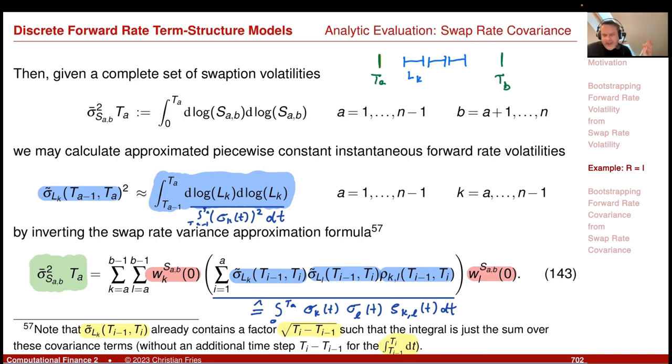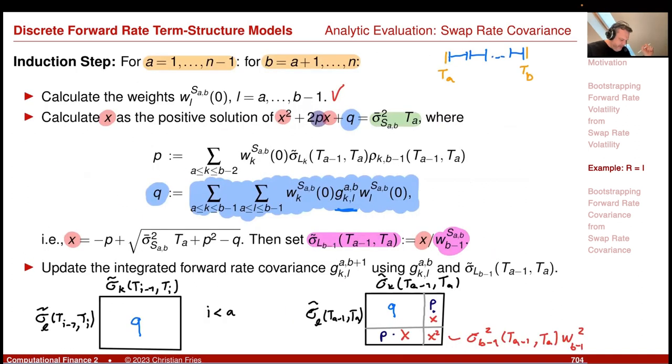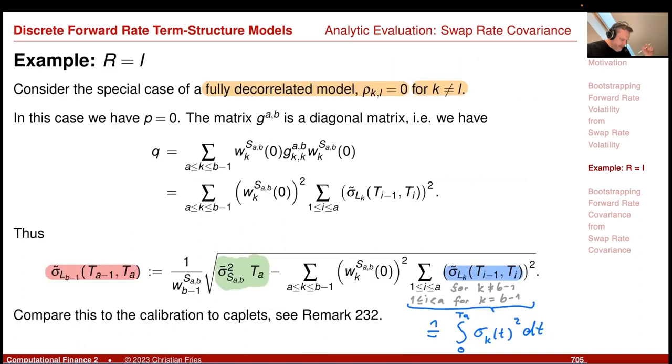And even if the approximation error would be, say, too large to provide a very good calibration, you can use this to find blazingly fast a good starting value for a numerical optimizer. Because this inversion here is really fast. So just n squared times calculating this square root.